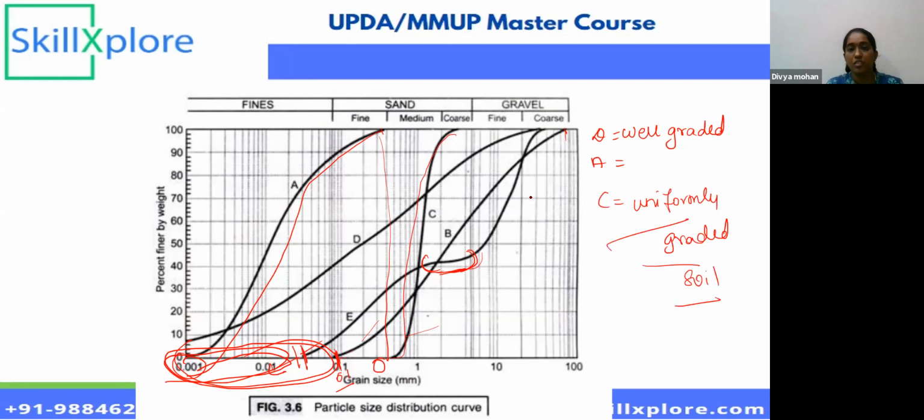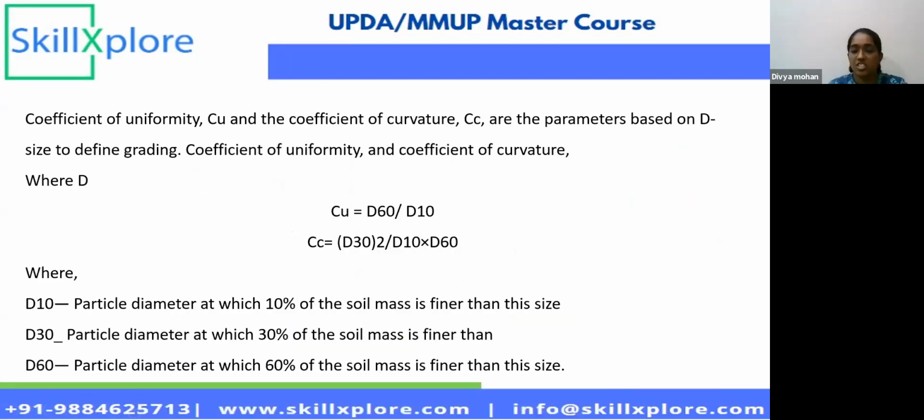Okay, this is a uniform soil. It has one type of soil which has a diameter in this range. While seeing the graph, we'll be able to classify it whether it is well graded or poorly graded.